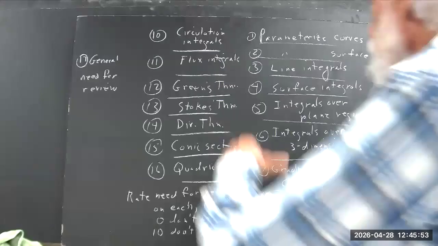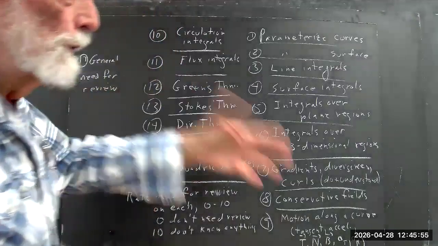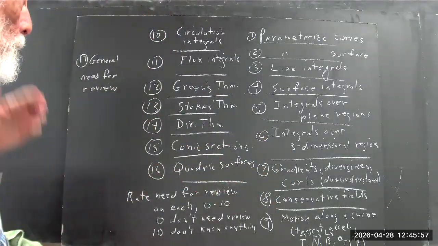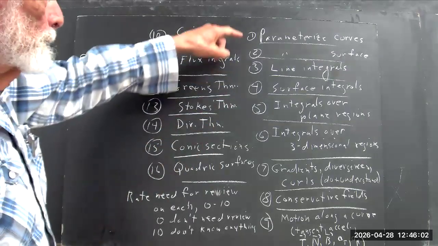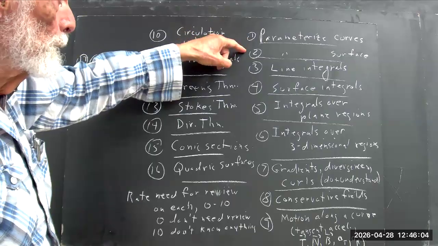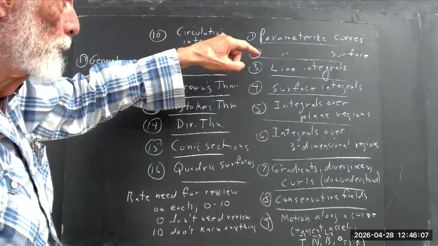Okay, I've listed 17 areas, which are fairly comprehensive over what we've done in the course, but I've probably forgotten some things. We'll talk about them next time. But number one is parametric curves. Number two is parametric surfaces. Number three is line integrals.